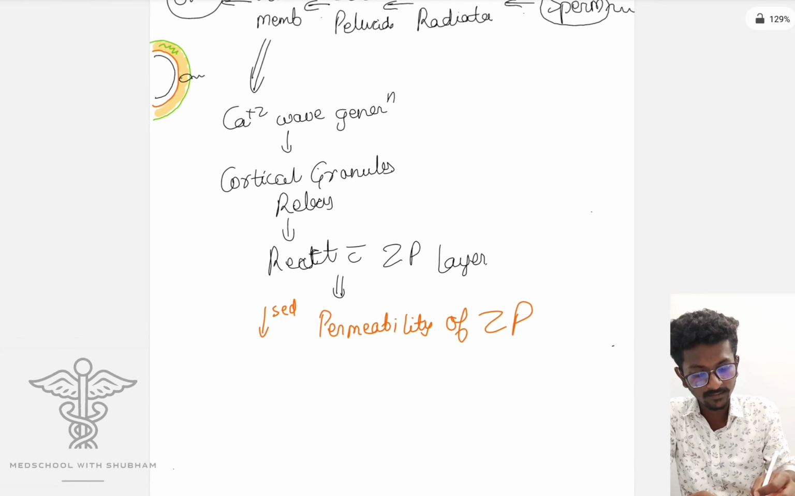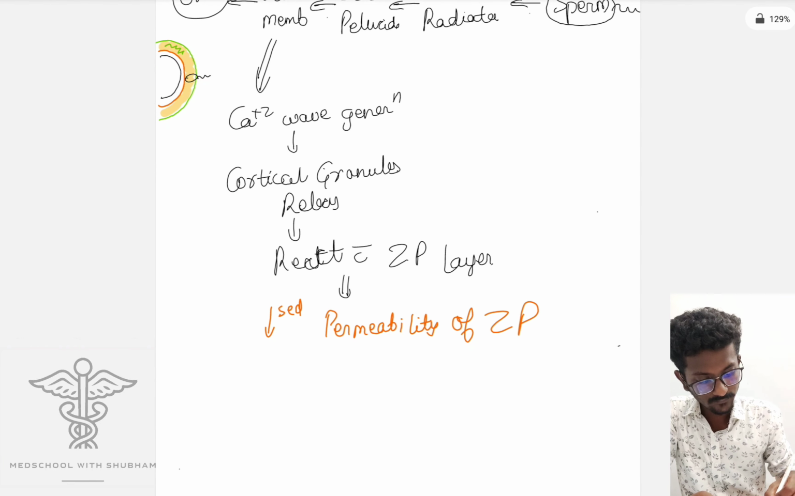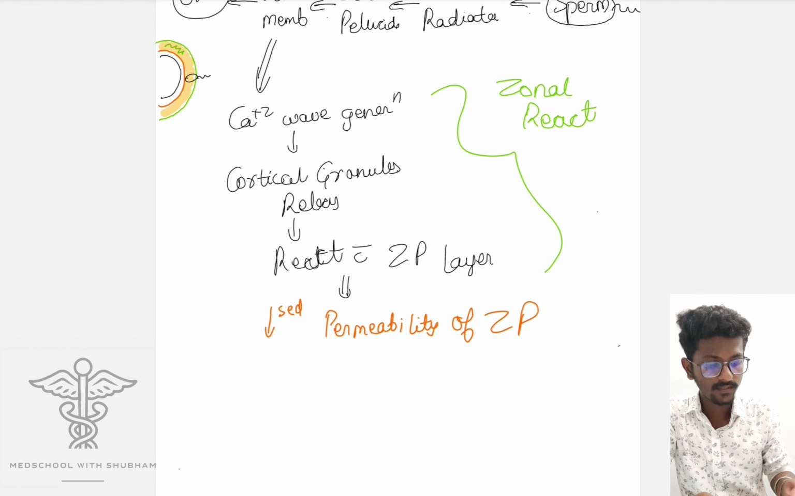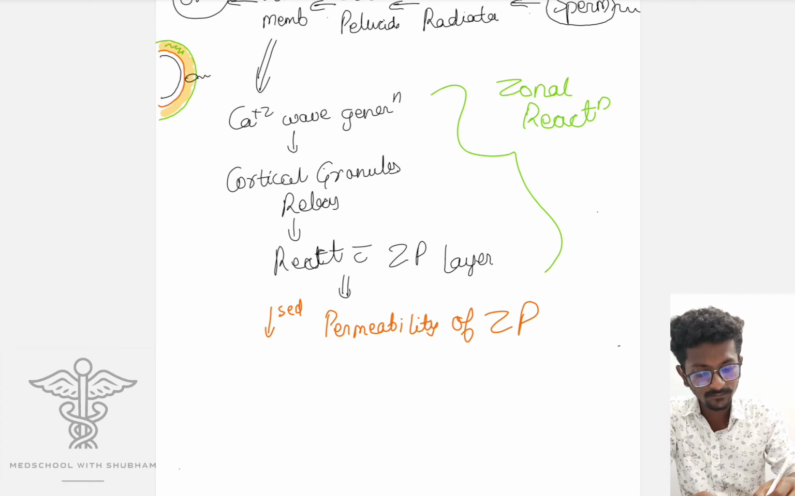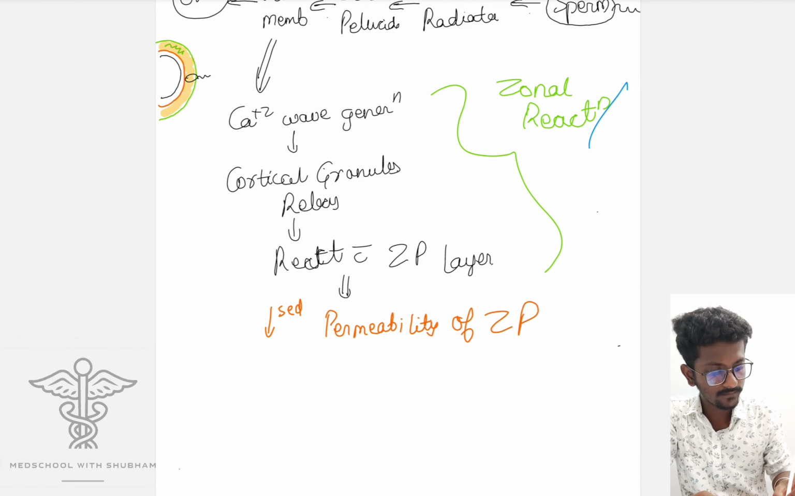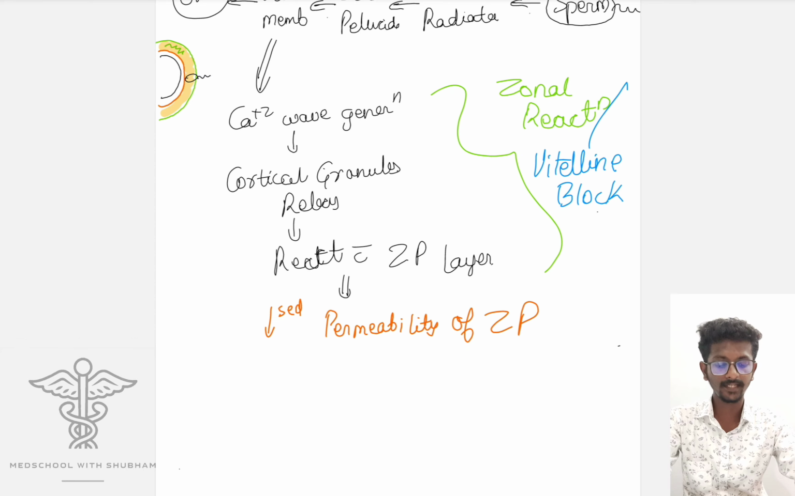So this entire process which we have written here is called the zonal reaction. Another name for this beautiful process is the vitelline block. Zonal reaction or vitelline block.